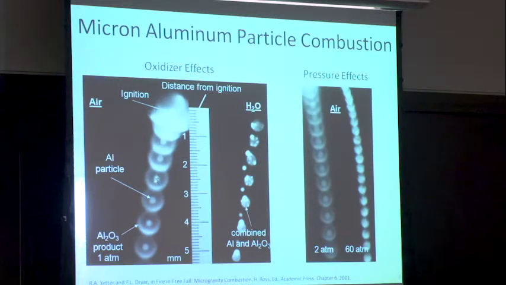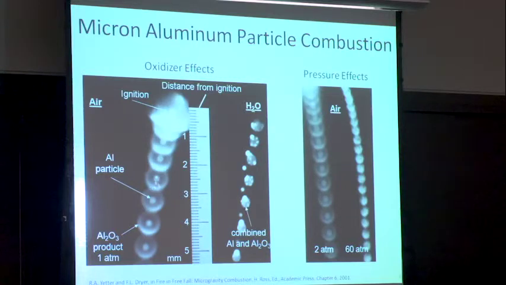In the center here is the parent particle, and then you'll see a dark zone. The dark zone is where the aluminum is diffusing outward and the oxygen in the air is diffusing inward, and then you see the circular, spherical flame sitting off the surface. This is where the aluminum is reacting with the oxygen to form the final product, aluminum oxide, which is in the condensed phase, and because of its emissivity it is radiating.